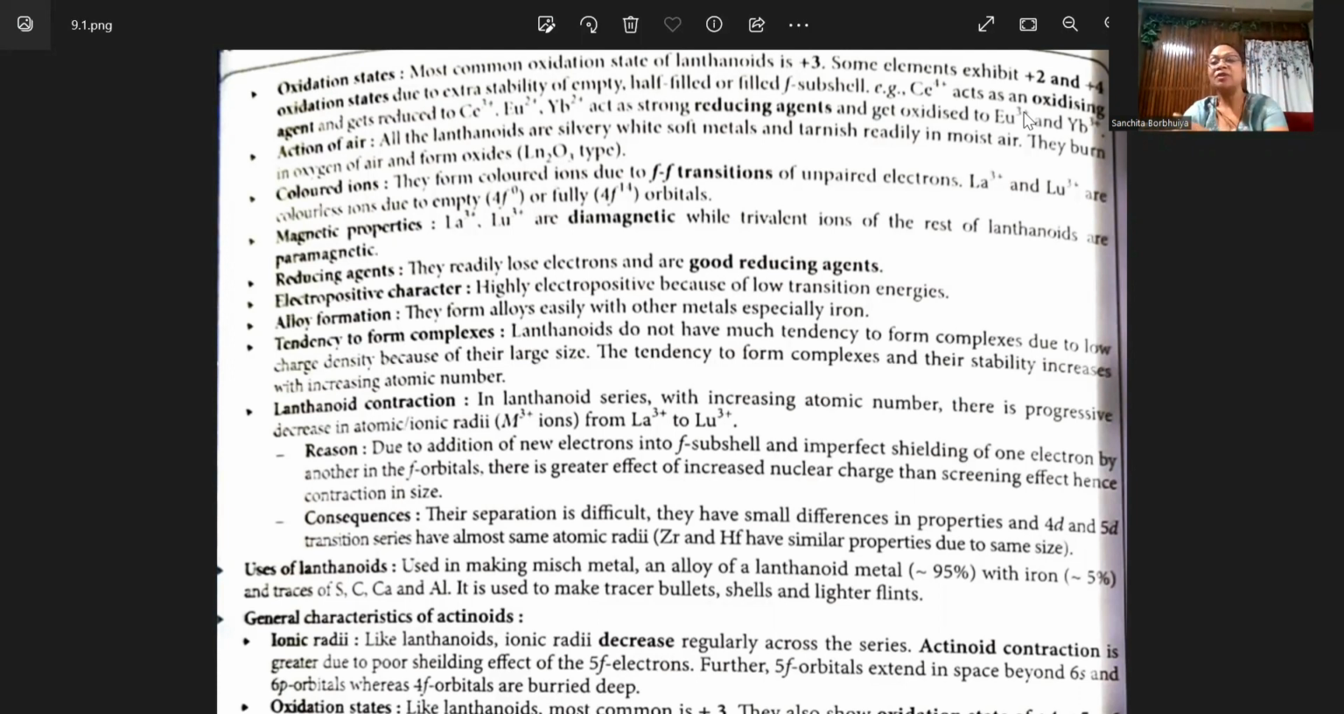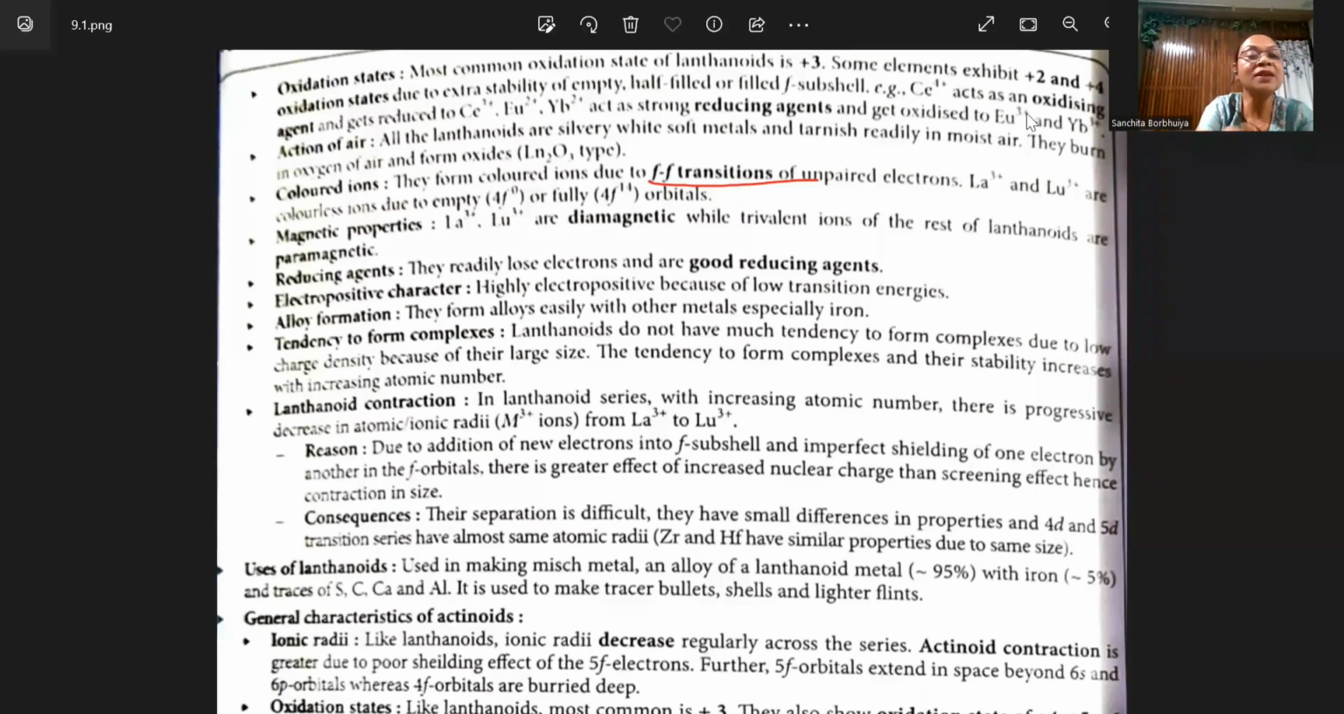Like all other elements, the lanthanoids, when exposed to moist air, will burn in oxygen and form the respective oxides. Just like your d-d transition happens in the d-block, you have an f-f transition in lanthanoids, giving rise to color. So if any of these lanthanoid compounds are colored, you know it is due to the f-f transition which happens back and forth. And definitely if it is f0, the f-f transition will not happen, or for f14, the f-f transition will not happen. So those compounds are colorless.